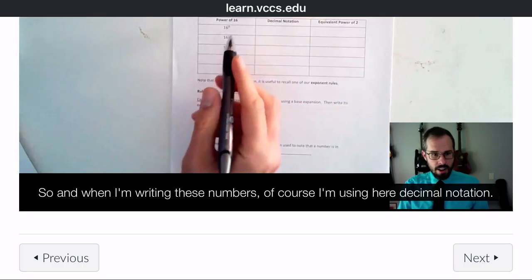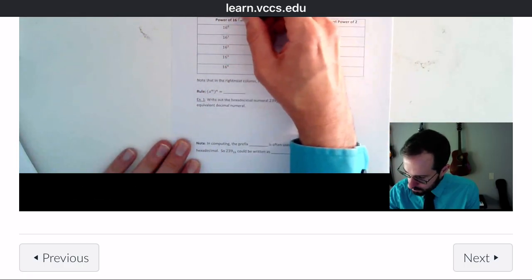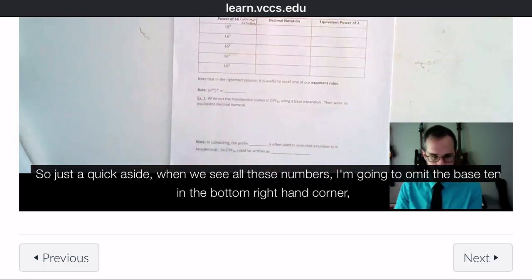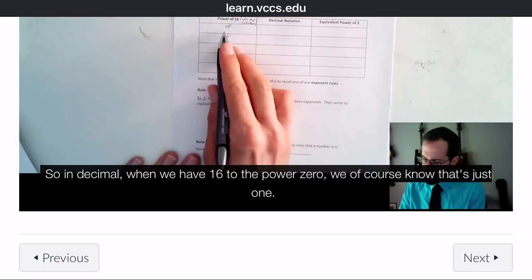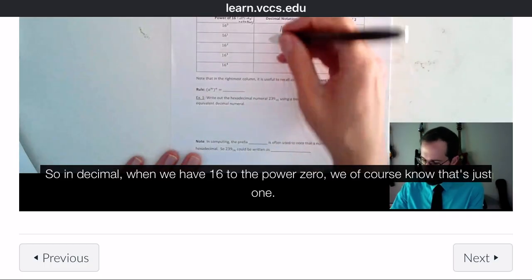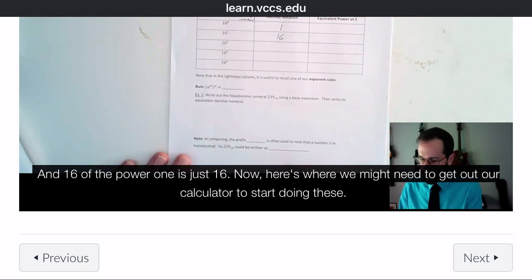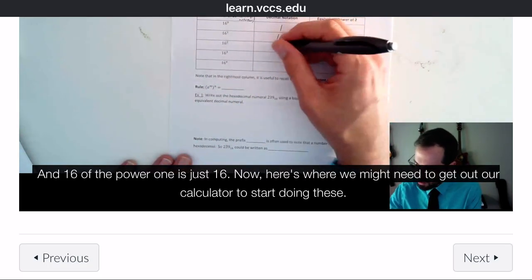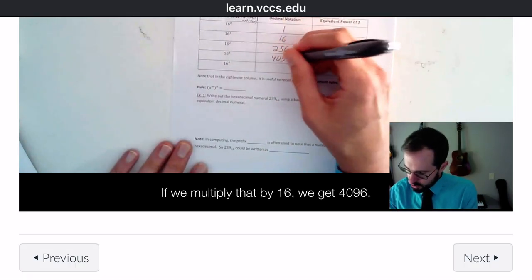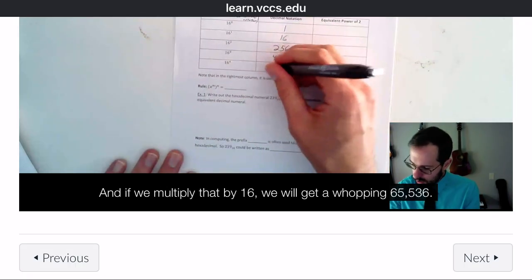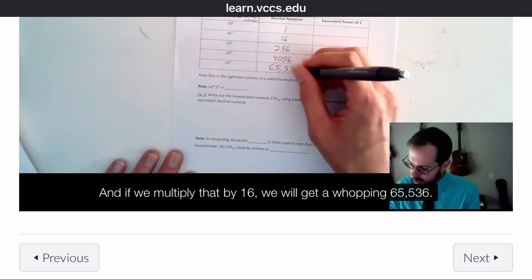And when I'm writing these numbers, of course, I'm using decimal notation. So just a quick aside, when we see all these numbers, I'm going to omit the base 10 in the bottom right-hand corner, and we'll just recognize that each of these represents some sort of decimal number. So in decimal, 16 to the power 0, we of course know is just 1. And 16 to the power 1 is just 16. Now here's where we might need to get out our calculator. So 16 squared works out to be 256. If we multiply that by 16, we get 4,096. And if we multiply that by 16, we will get a whopping 65,536.